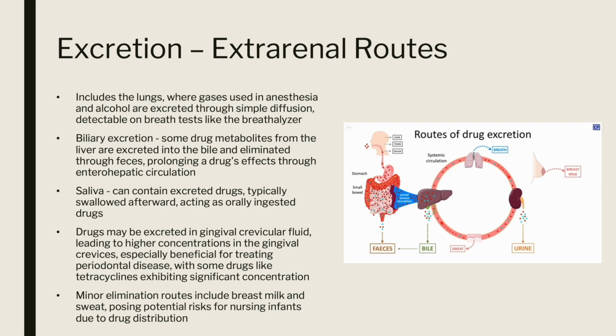So these include the lungs, where gases used in different forms of anesthesia and alcohol are excreted through simple diffusion. So that's why they're detectable on breath tests, like a breathalyzer, because this is how alcohol, once it's metabolized, is excreted. And again, as well as gases used in anesthesia. So that's through the lungs.